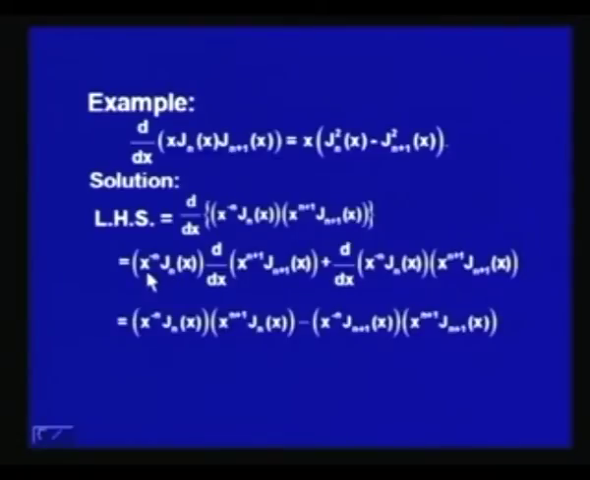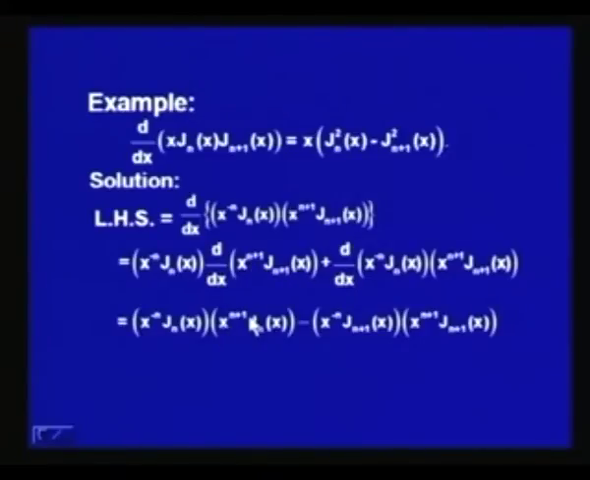So, x^{-n} J_n(x), that is the first function of x, multiplied by the derivative of the second function d/dx [x^{n+1} J_{n+1}(x)], and then plus the derivative of the first function x^{-n} J_n(x) into the second function x^{n+1} J_{n+1}(x). Now, let us make use of the properties for derivatives of Bessel functions. x^{-n} J_n(x) is the same, and then the derivative of x^{n+1} J_{n+1}(x).